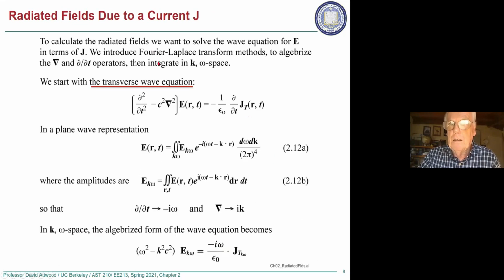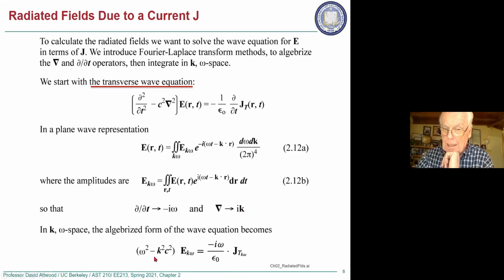This wave equation in k omega space, looks like this, because this partial with respect to t became a minus i omega, so it's an omega squared. This is a del dot del, del squared, so this becomes k squared, and there's a c squared in here. Okay, so this wave equation now looks like this in k omega space, and we can solve for E of k omega, divide through by this.